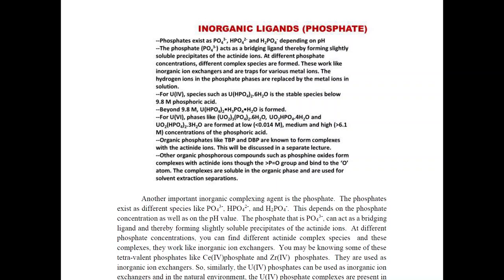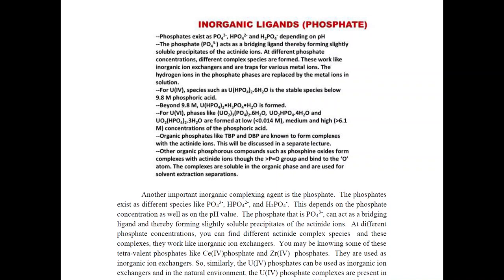The organic phosphates like DEHP and TBP are known to form complexes with actinide ions. This will be discussed in a separate lecture. Other organic phosphorus compounds such as phosphine oxides form complexes with actinide ions through the P=O group and bind to the oxygen atom. The complexes are soluble in the organic phase and are used for solvent extraction separation.